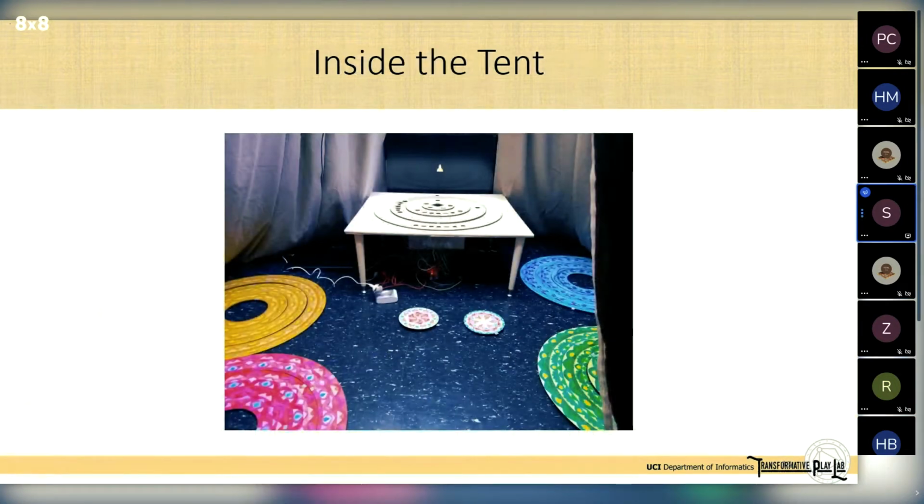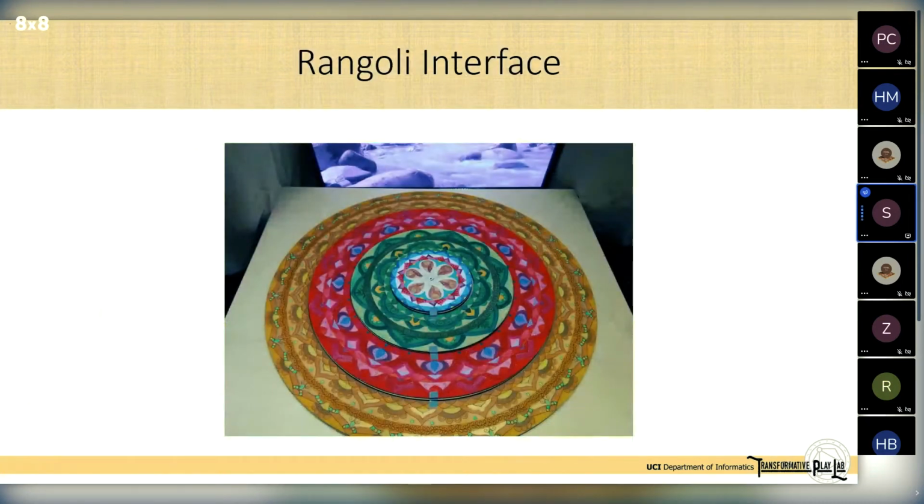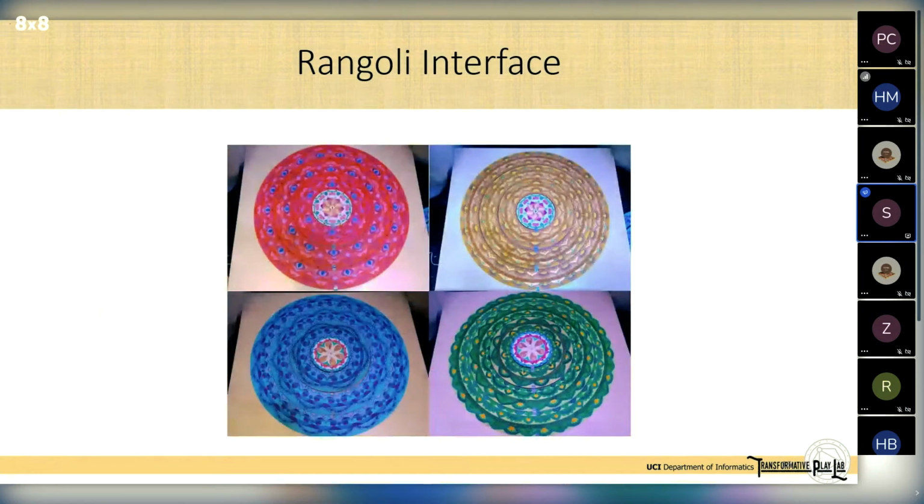The installation is a space enclosed by a tent, and inside the tent lies a table, 12 artistically patterned Rangoli rings, and 2 centerpieces. Any 3 of these rings and a centerpiece are placed on a tabletop in a concentric manner to create a Rangoli. And the Rangoli helps set the ambience of the space, the light, sound, music, and video. Different colors map to different emotions and ambient effects. Red is angry, yellow is happy, green is calm, and blue is sad.